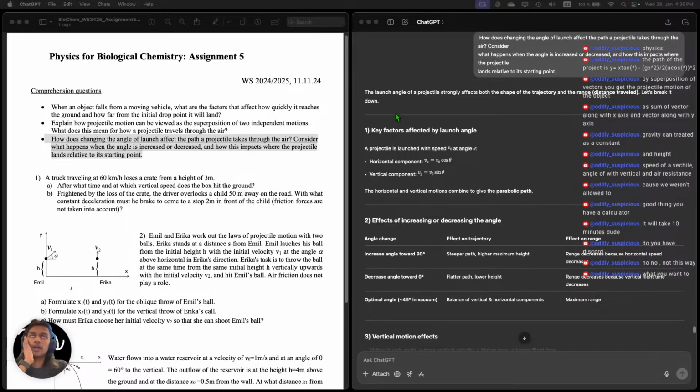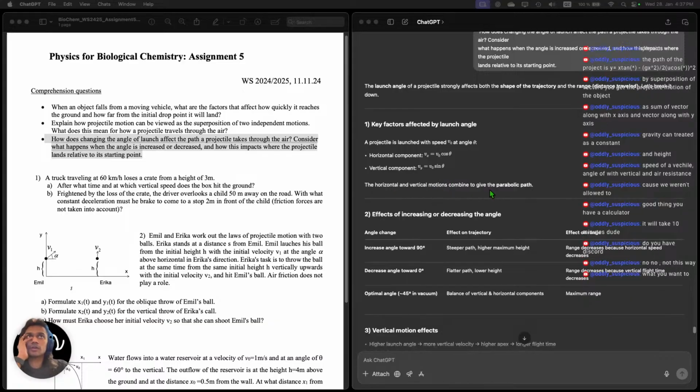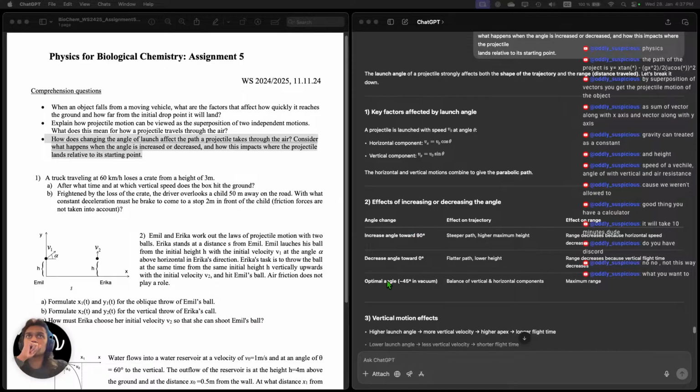The launch angle of a projectile strongly affects both the shape of the trajectory and the range. Let's break it down. Key factors affected by launch angle. A projectile is launched at speed v0 at angle theta. Horizontal component vx equals v0 cos theta. Vertical component vy equals v0 sin theta. Horizontal and vertical motions combine to give the parabolic path. Optimal angle 45 degrees in vacuum.